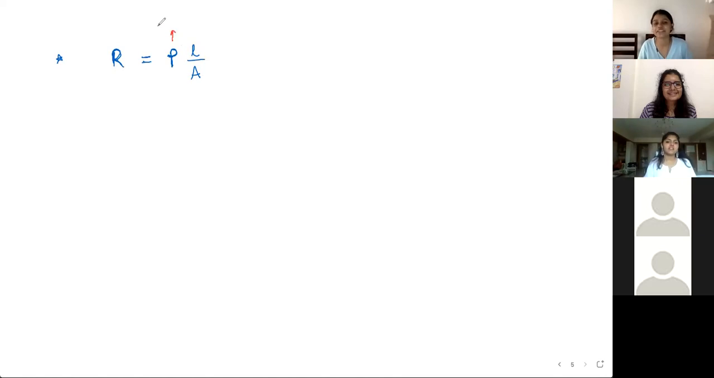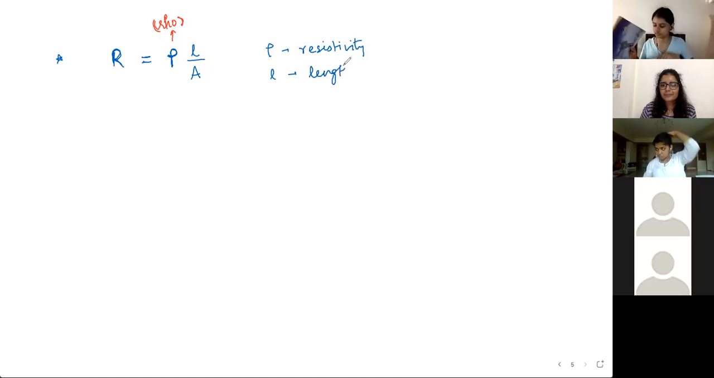One small correction: it looks like a P, but it's rho, the Greek letter. So rho is the resistivity. L is the length of the conductor, and A is the area.